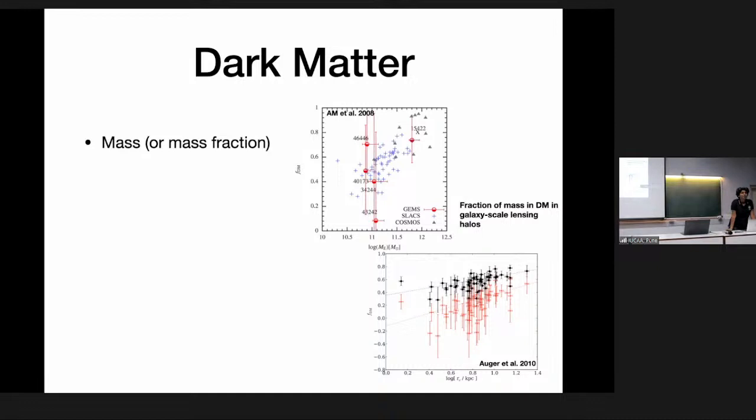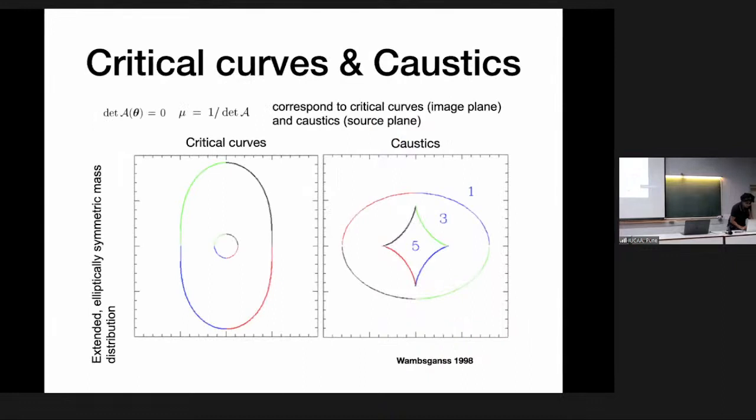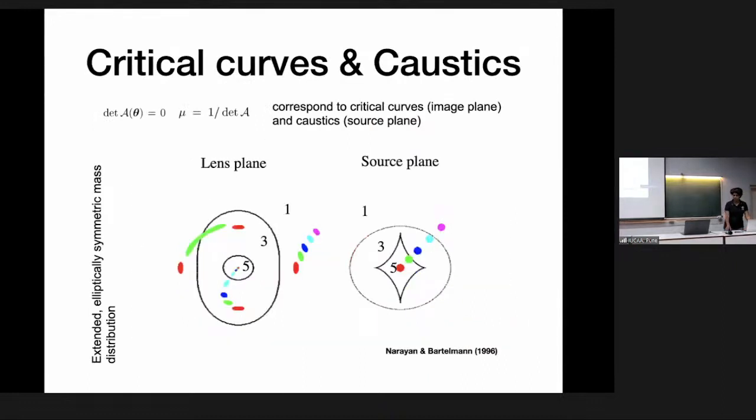Ma'am, what is the physical meaning of the determinant of the Jacobian going to zero? Are the source plane and image plane in the same line? So here it corresponds to the source which falls on the caustics. This is the region where, if you solve the lens equation and calculate the Jacobian matrix, the determinant will go to zero.